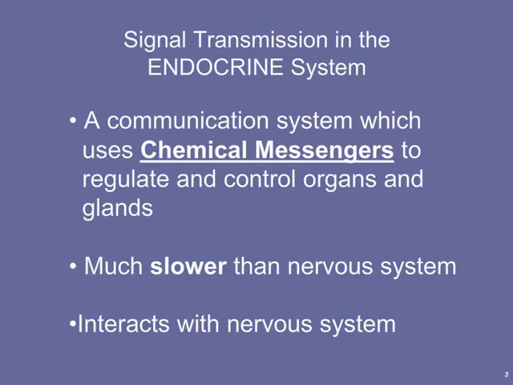In contrast, the endocrine system uses exclusively chemical messengers. These chemical messengers are called hormones. Hormones tend to travel much more slowly than electrical impulses, and they do take a while to have an effect on their target organs. However, even though the endocrine system does not rely on electrical impulses, it does interact with the nervous system. If you remember, the hypothalamus was the command center for the autonomic nervous system and is likewise the command center for much of the endocrine system.